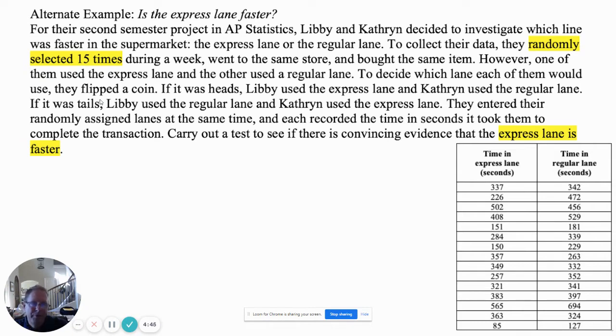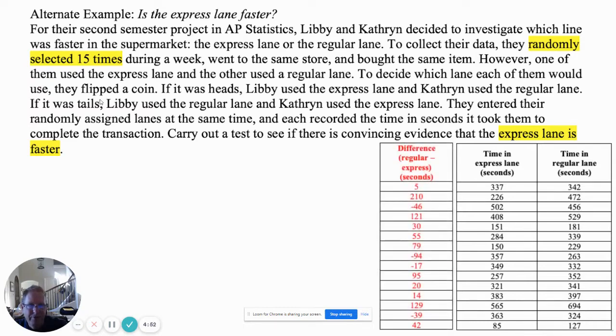Since we have these two columns of data, I'm going to have our calculator tell us the difference, and that's going to be this data right here. And it's this data, this red column of data here, that we actually perform our t-test on. After we calculate the difference, we basically can ignore the original two columns of data, and we're going to work with just that column of differences.